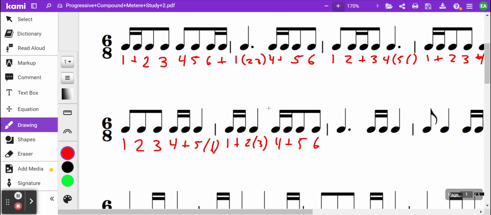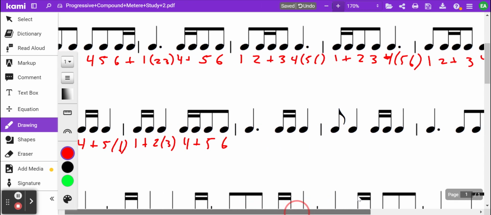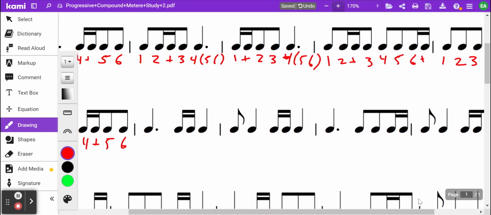Hopefully these funky looking rhythms are becoming easy for you. Here's a dotted quarter note, so it's 1, 2, 3, 4 and 5, 6. Okay, now here's a single 8th note, so this gets a number, right? Just 1. And then the quarter note would get 2, 3.